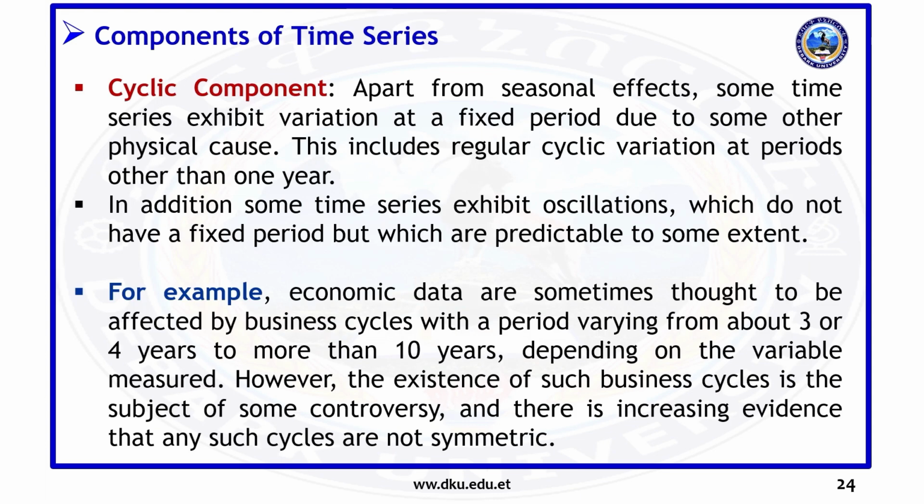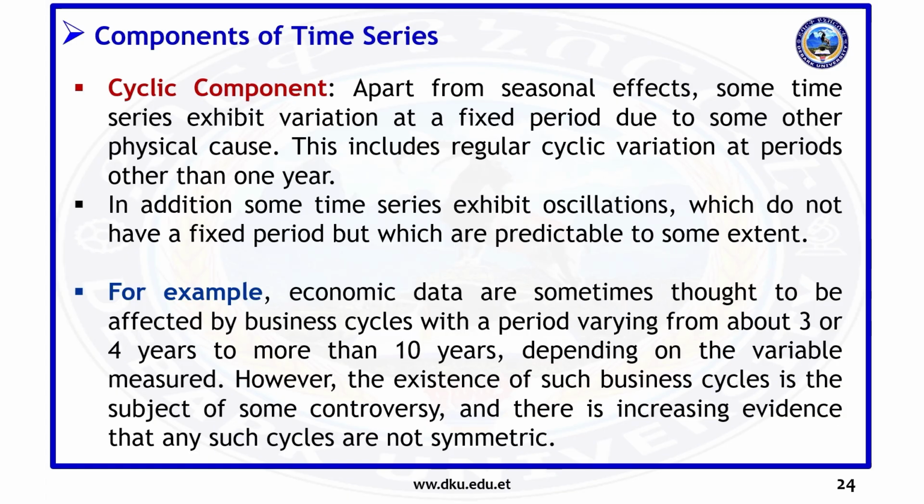Beyond seasonal effects, many time series display cyclic variation, which occurs at regular intervals but is longer than 1 year. These cycles often arise due to broader physical, economic, or social factors, unlike seasonal patterns. Cyclic fluctuations are not tied to the calendar. Some oscillations may not have a fixed period but can still be somewhat predictable based on underlying influences.